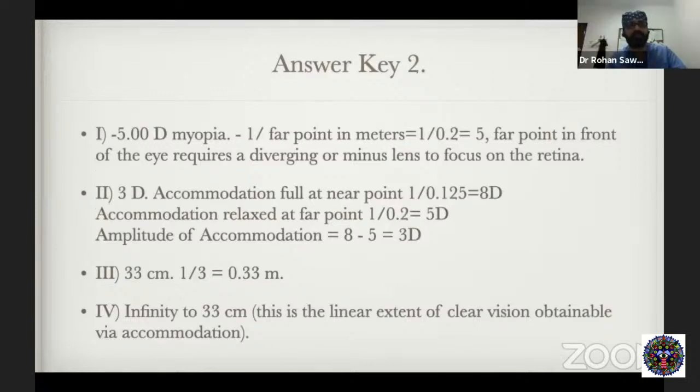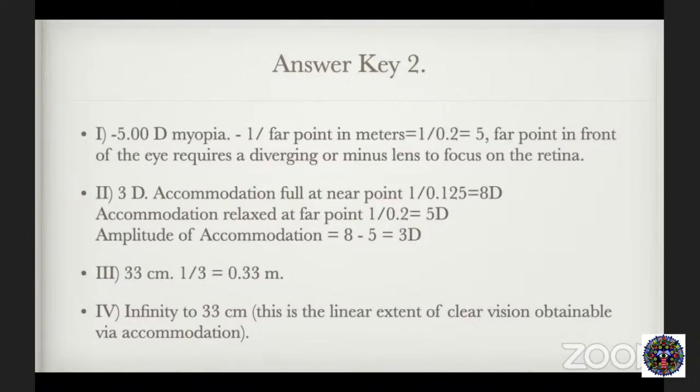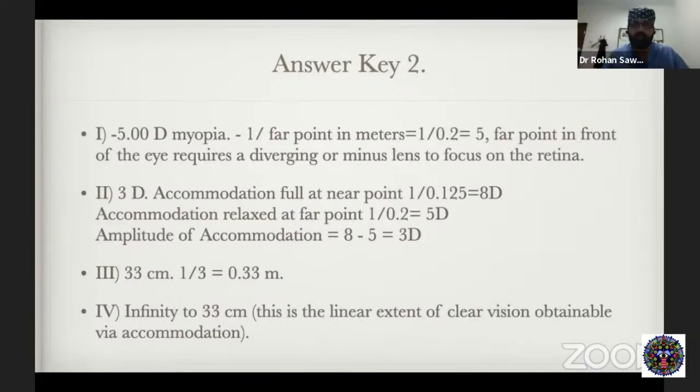The first point, as you said, is correct, -5 diopters of myopia, 1 divided by the far point in meters. So the far point is in front of the eye, hence it requires a diverging or a minus lens to focus. Accommodation at near point is 8 diopters, as you can see. Relaxed at far point is 5 diopters. So the amplitude of accommodation is the difference between the two. 8 minus 5, that becomes 3.